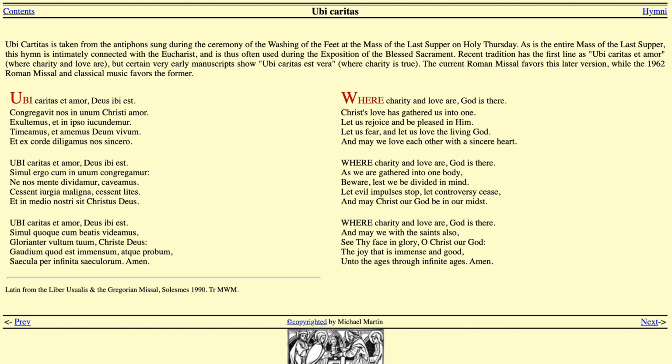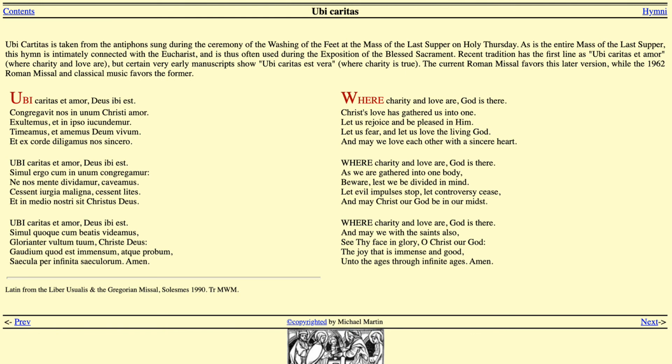Recent tradition has the first line, Ubi Caritas et Amor, which translates to where charity and love are. But certain very early manuscripts show Ubi Caritas est vera, where charity is true. The current Roman Missal, so the current Roman Catholic Mass, favors this later version, while the 1962 Roman Missal and classic music favors the former.